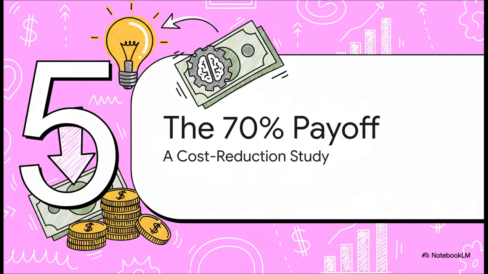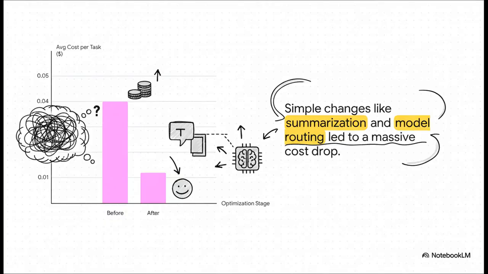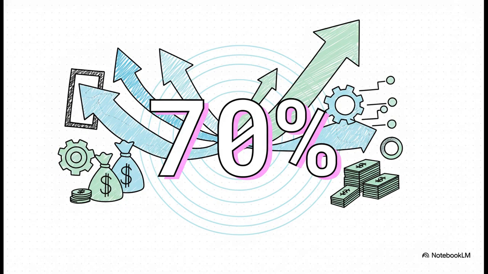Okay, so theory is great, but does this stuff actually work in the real world? You bet it does. Let's look at a case study that shows just how massive the payoff can be when you put these ideas into practice. Just look at this. On the left, before any changes, the average cost per interaction was 4 cents. Not terrible, right? But then, after implementing just 2 of these strategies, conversation summarization and model routing, look what happened. The cost plummeted to just over a single cent. That is a 70% cost reduction.